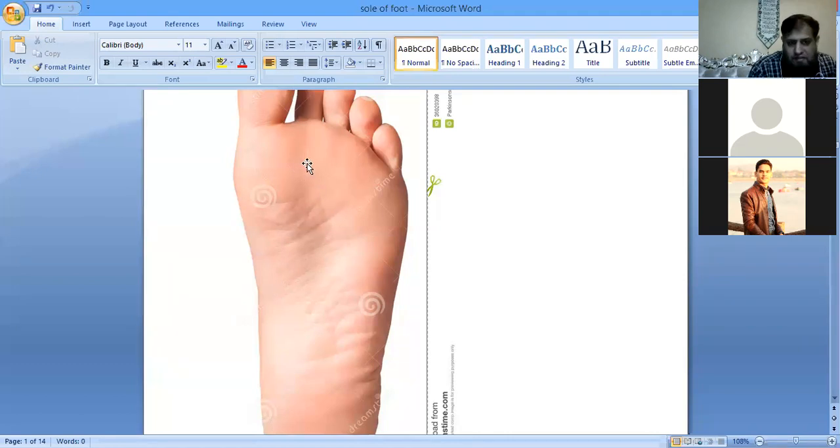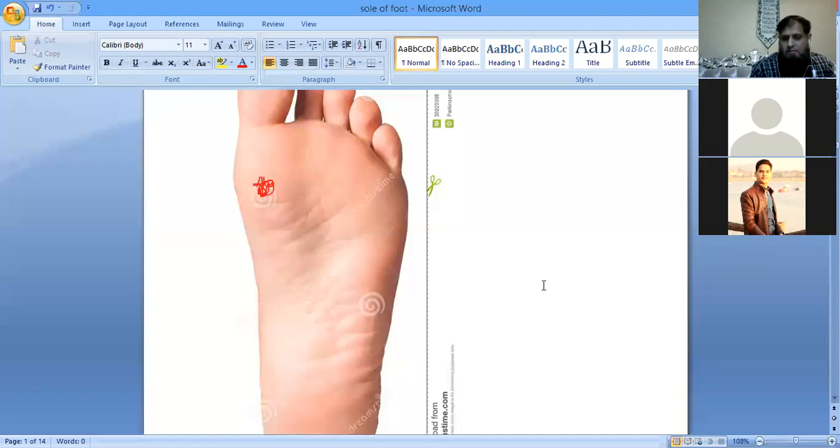And number 4 is that here you can see the skin. Well, so skin of the foot, it is having numerous sweat glands, right? ठीक है बच्चे, कोई प्रॉब्लम तो नहीं है यहाँ तक?